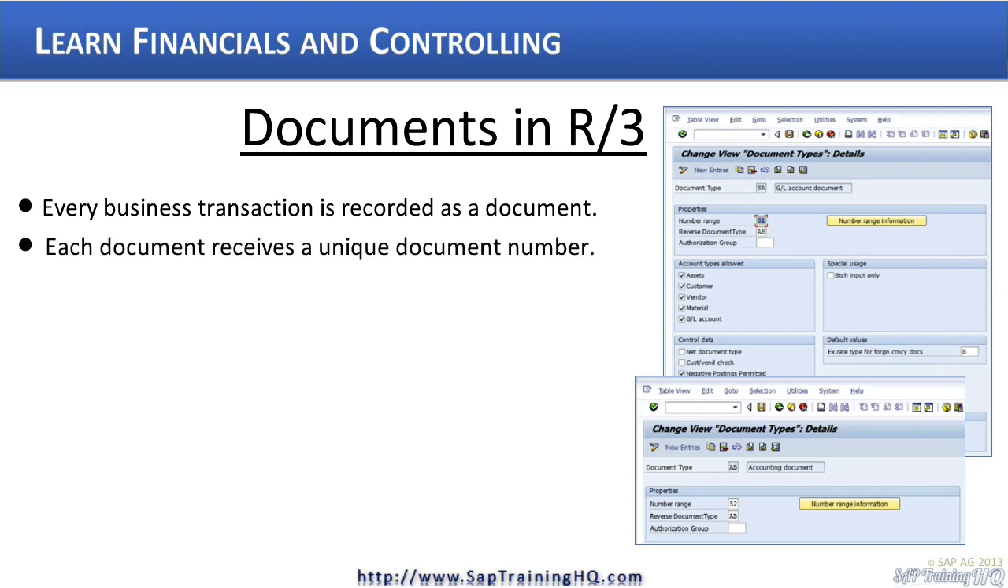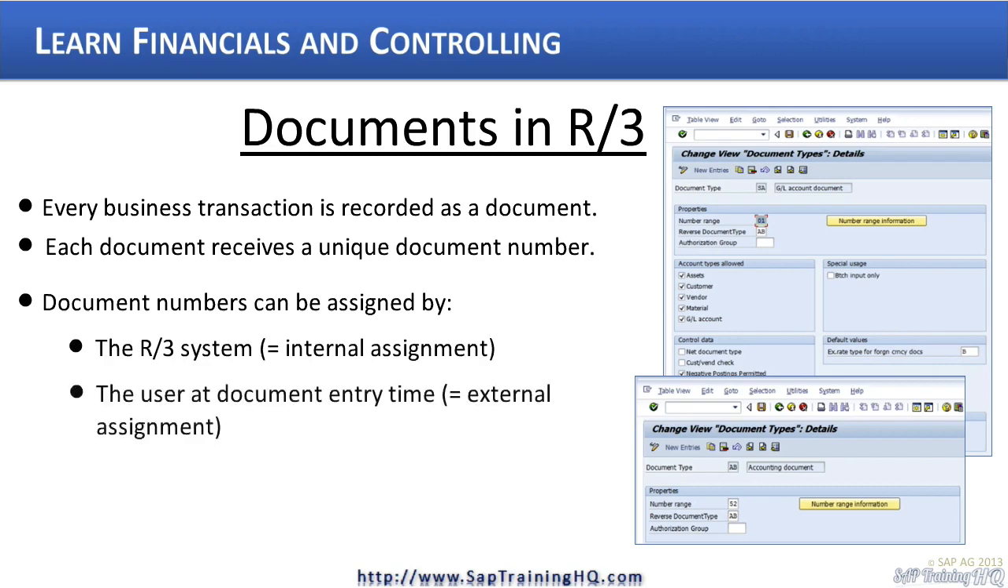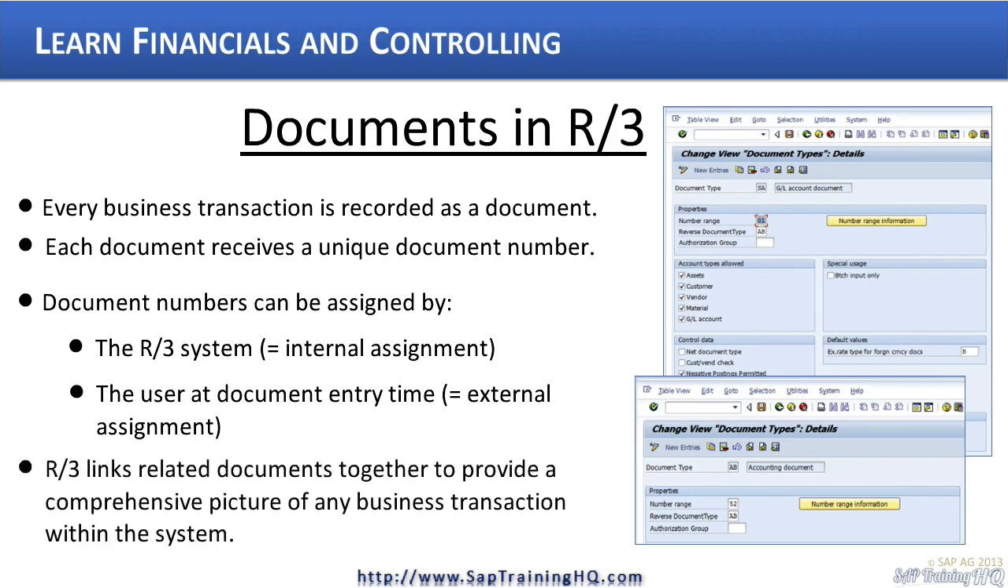Each of these documents that gets created receives a unique document number. And document numbers can be assigned either by the R3 system or by the user at the document entry time. When the R3 system assigns the number, it is an internal assignment. But when the user assigns a number, it is known as an external assignment. R3 links the related documents together to provide a comprehensive picture to any business transaction within the system. Next, let's have a look at why it is important to determine the field status while making a document entry.